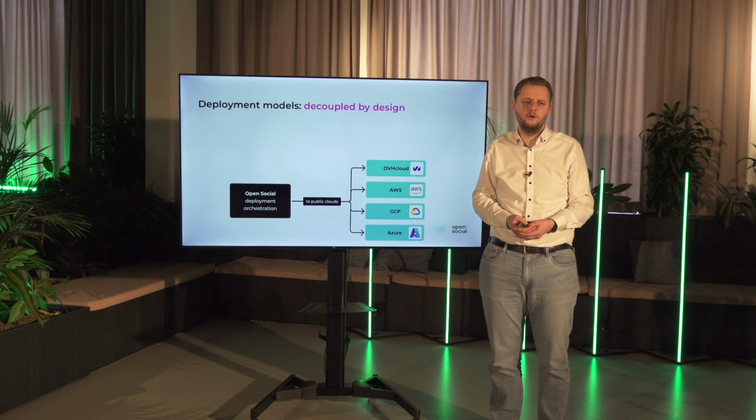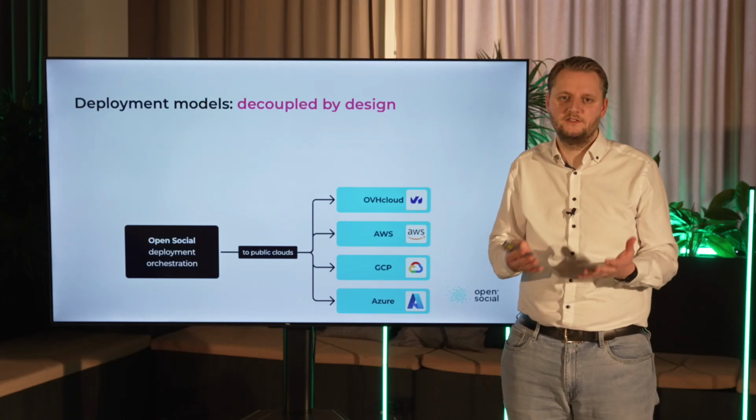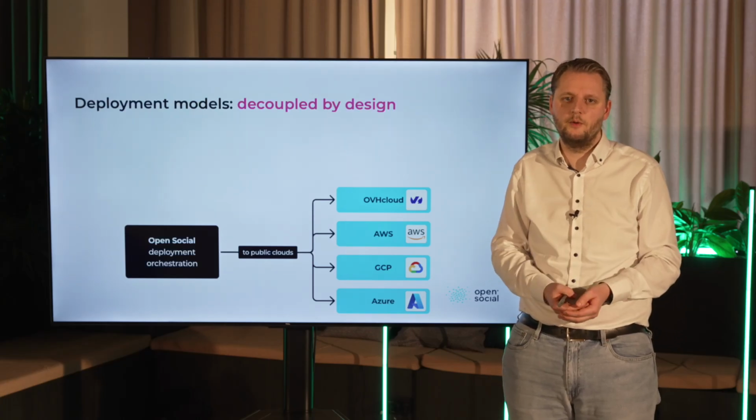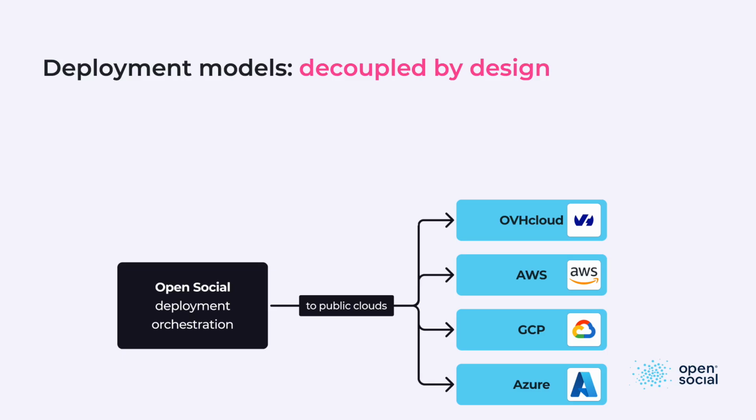I just mentioned it before. We are looking at this from two sides. First of all, we have a stable core. We have a platform that is stable. We have a security model and operational boundaries inside of it. And we have an orchestration layer that sits under that. That orchestration layer can deploy to public clouds, like OVH Cloud in Europe, but also across the world, AWS, Google Cloud, Microsoft Azure.